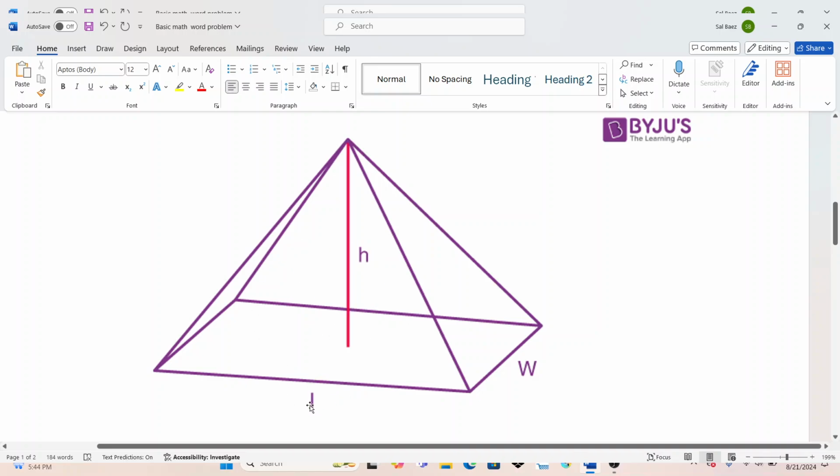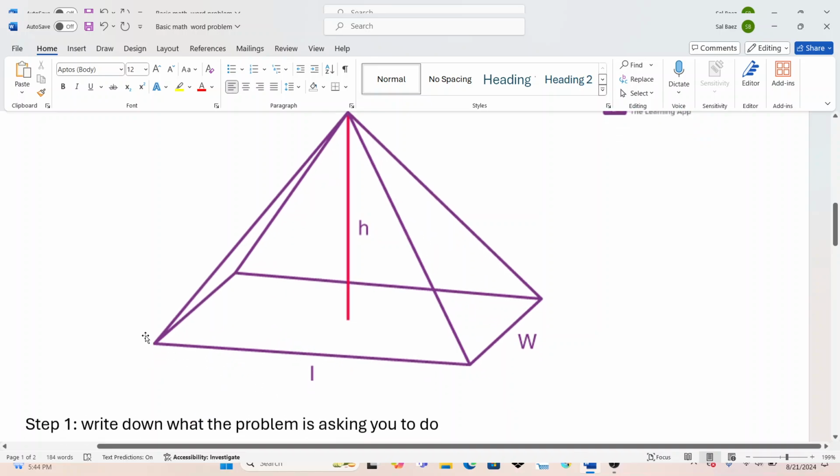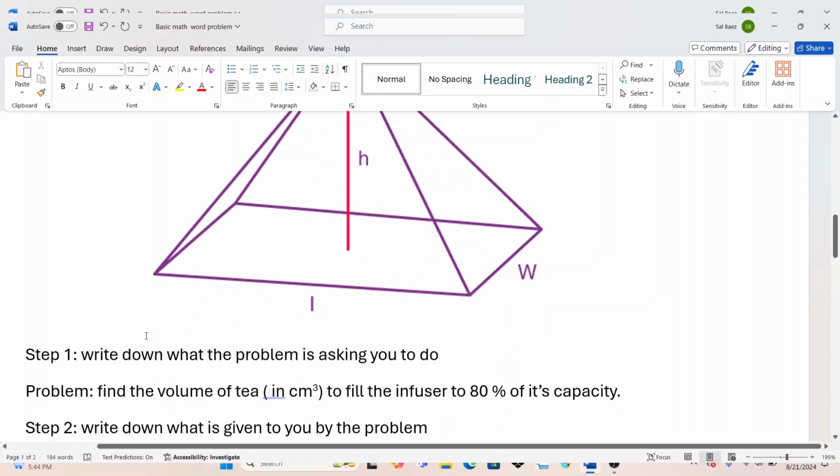So the L is the length, or some people call it the base. This is the width, and this is called the height. Base or length, it doesn't matter how you say it, we're talking about the same thing here. So the length of the base, depending on what vocabulary you're using, means the same thing. So let's go down here.